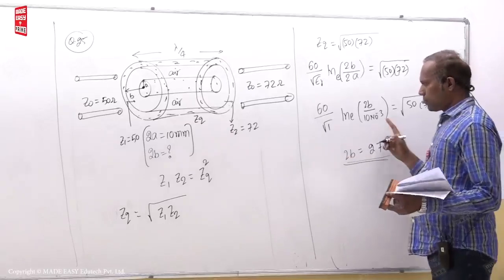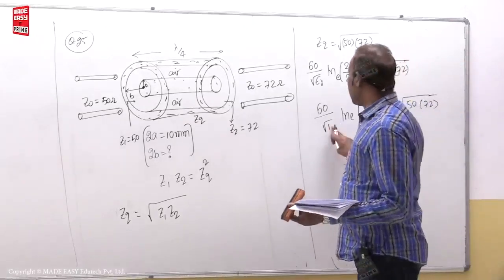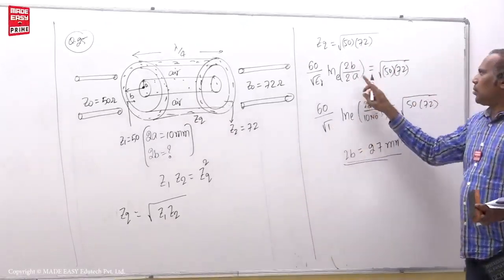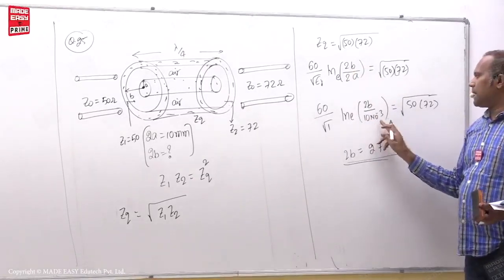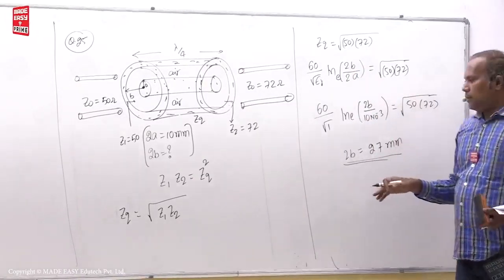Complete this, all of you. So it is an air medium, therefore I took 1. Then 2b, actually b by a, you can multiply by 2, 2a is given. Do this.